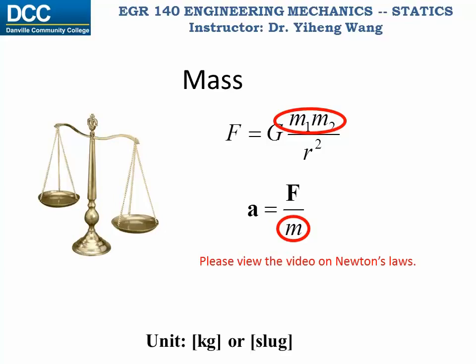In SI system, the unit of mass is given in kilograms, while in the US customary system, its unit is given in slugs. Now we have discussed length, time, and mass. Please note that in classical mechanics, length, time, and mass are absolute concepts that are independent of each other.